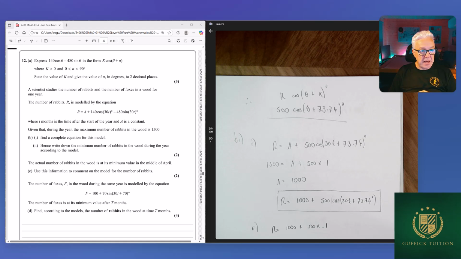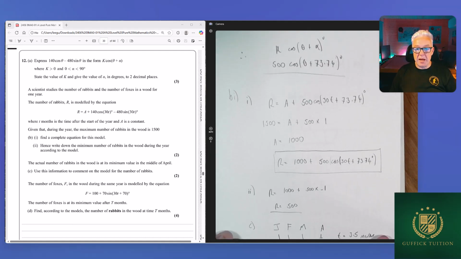Now it says, a scientist studies the number of rabbits and the number of foxes in a wood for 1 year. The number of rabbits R is modelled by the equation R is equal to that, where t months is the time after the start of the year and A is a constant. Given that during the year the maximum number of rabbits in the wood is 1,500, find a complete model for this equation. The thing we need to do here is always compare what we found in the previous part of the question with this new thing that they've introduced.